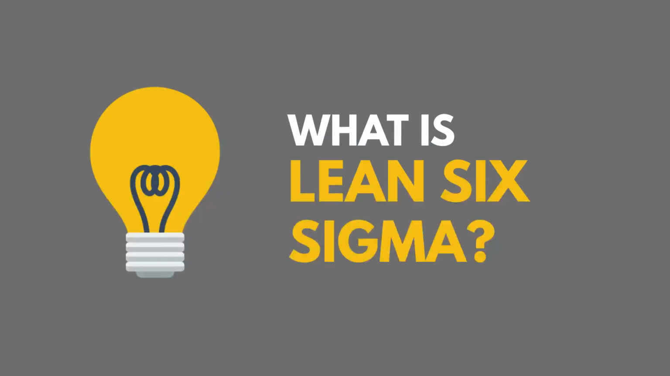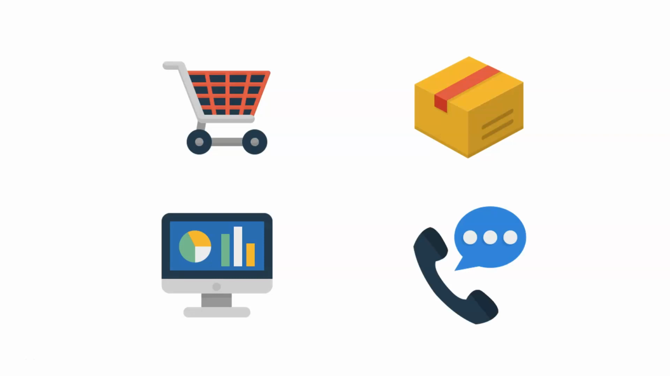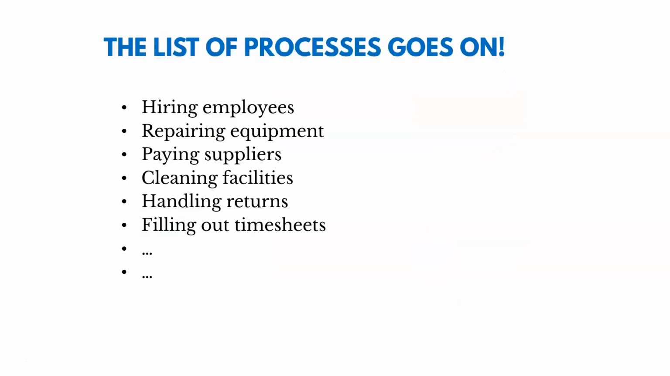Okay, so what is Lean Six Sigma? Lean Six Sigma is just a method for improving our business processes. We're trying to make them better. In any business and organization, there are going to be lots of processes. Could be things like checking out customers, shipping orders, preparing reports, and handling customer support calls. The list is going to go on. Could be hiring employees, repairing equipment, paying suppliers, cleaning facilities. At any given business, at any given organization, there are going to be hundreds or thousands of processes. And our goal with Lean Six Sigma is to make them better, to improve them.